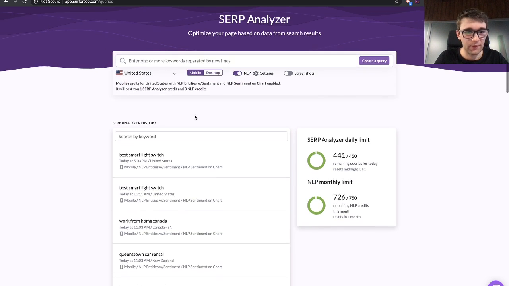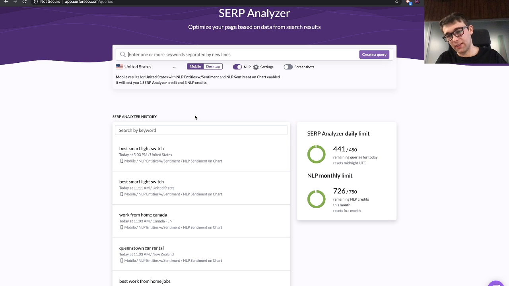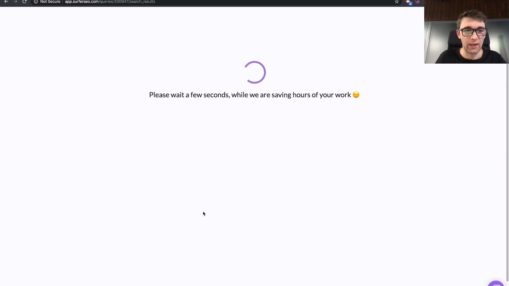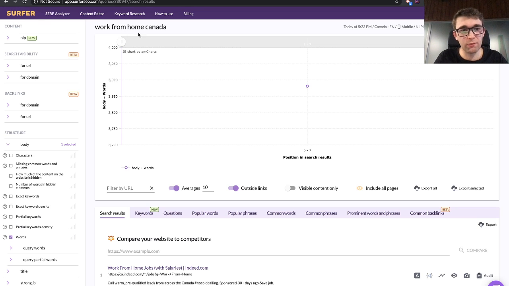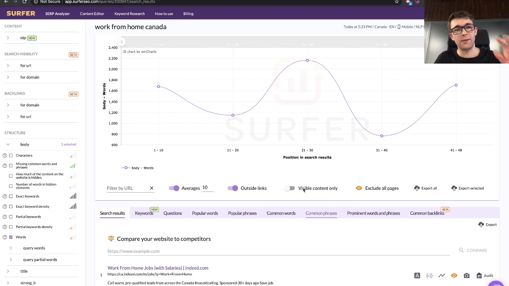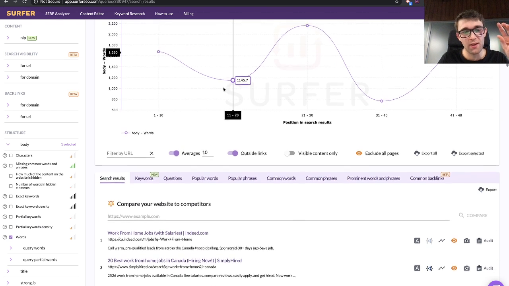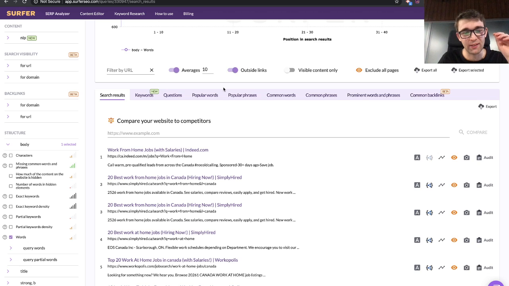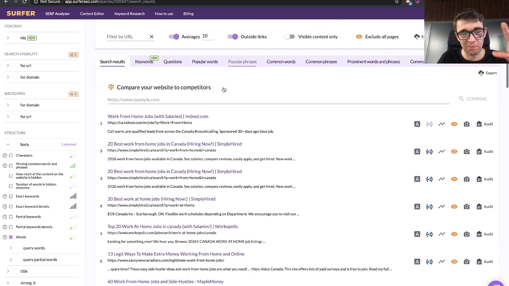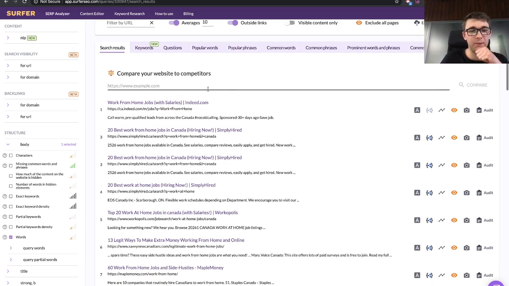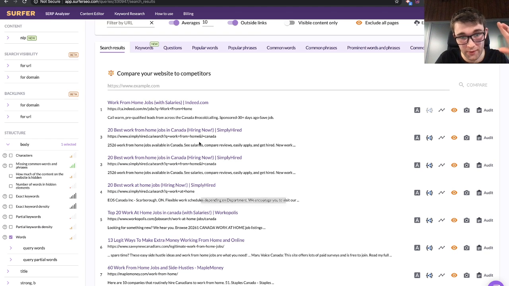Okay, now let's move to the third example. The third example is a bit more complex. It's the most complex example I'm showing you today, and it's a keyword about working from home in Canada. So this keyword has a different intent than our page is providing. Just take a look at the top four pages. They are high authority pages. They are just providing jobs to the people.